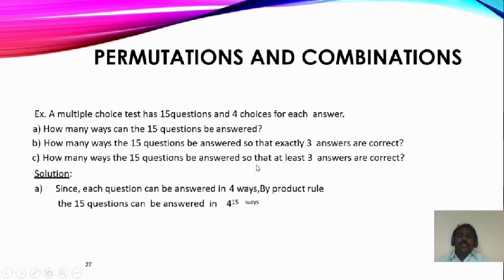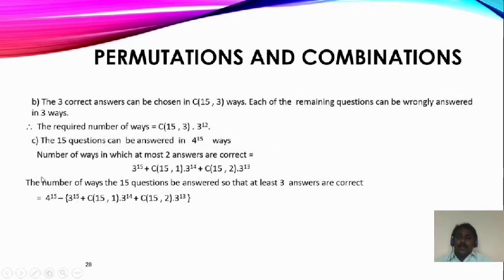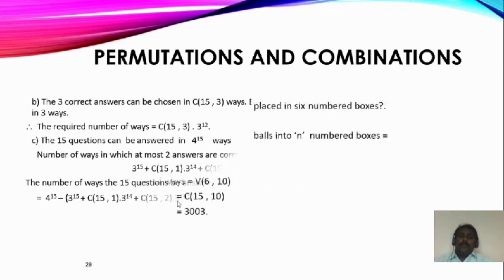How many ways can the 15 questions be answered so that at least 3 answers are correct? The 15 questions can be answered in 4 power 15 ways in total. He has asked that at least 3 answers are correct, so the complement, where fewer than 3 are correct, can be found using the formula: 3 power 15 plus 15C1 into 3 power 14 plus 15C2 into 3 power 13. So this is the solution for the given problem.